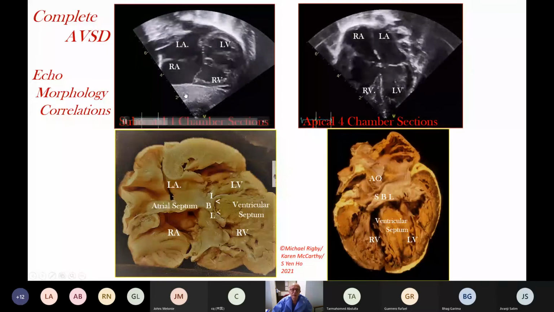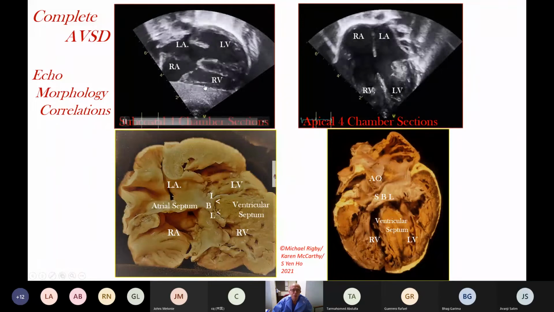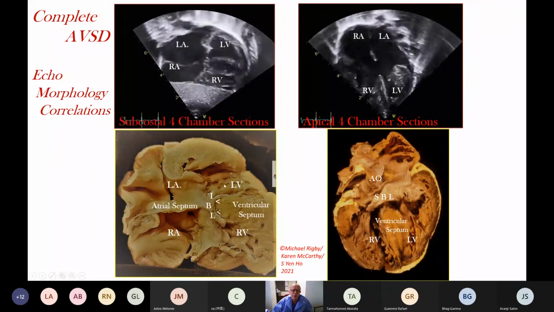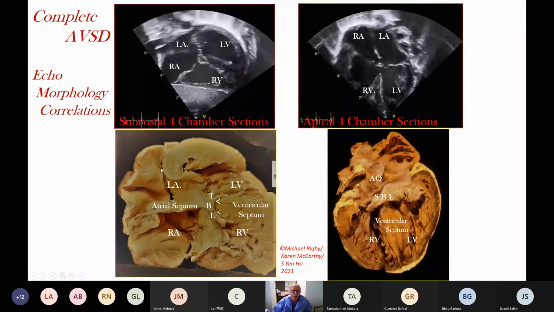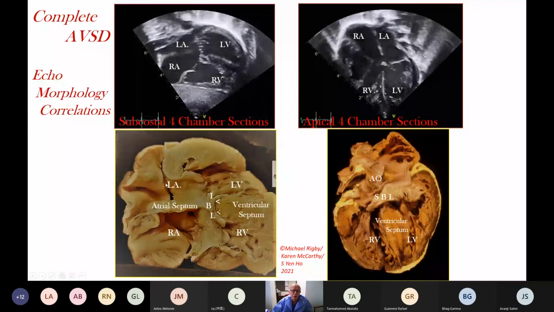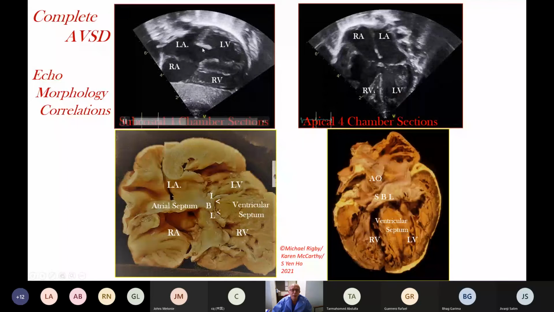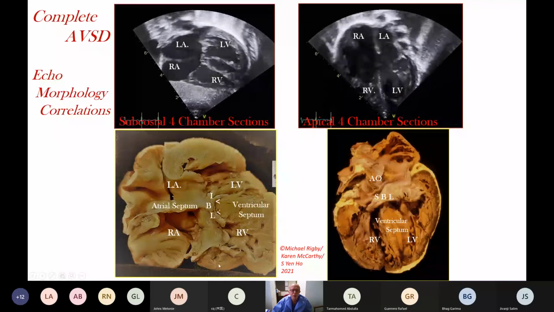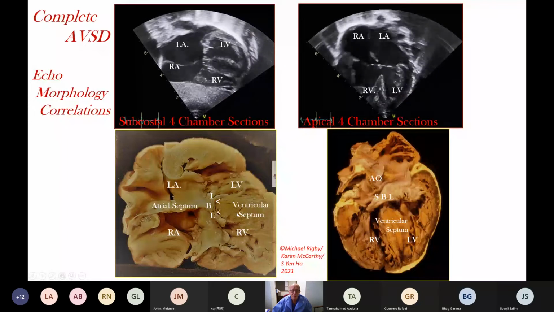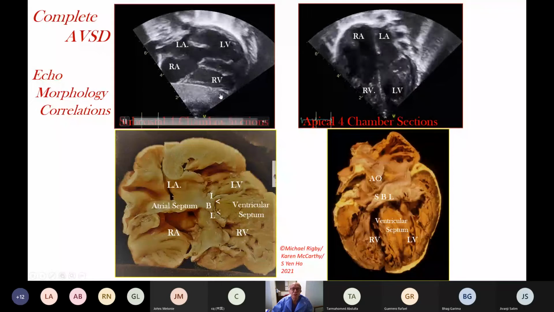And look at these echocardiograms, obviously not from the same patient. Here's the subcostal four-chamber view, but look at the similarities here. There's the inferior bridging leaflet. Look at this atrioventricular sulcus or fold here. There it is in the echocardiogram. There's the atrial septum. This really does mimic the echo, or the morphological specimen mimics the real-time echo.